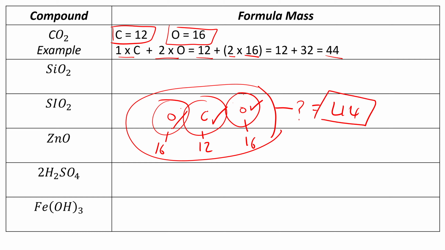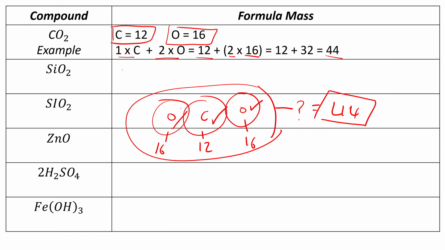So what we are saying is this molecule of carbon dioxide has a relative formula mass of 44. That's the mass compared to hydrogen. So this is 44 times heavier than hydrogen. It's not quite that simple, but you learn about that in A-level.